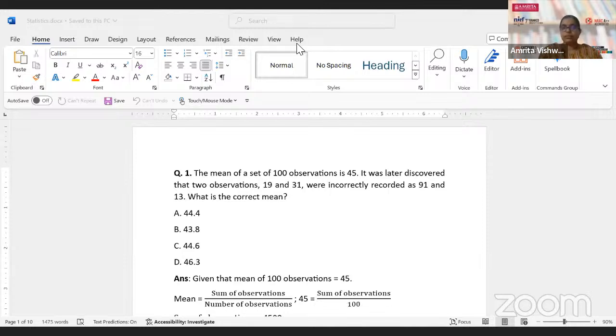So dear children, please start doing this question. And here you can look at the options: 44.4, 43.8, 44.6, 46.3. So it's just a point difference between the options. So be careful when you're solving it. Once you have the answer, you can type the answer in the chat box like option B, C, D, or A.